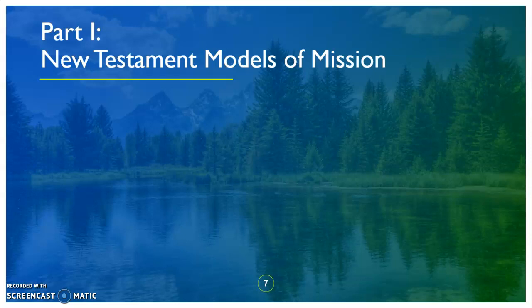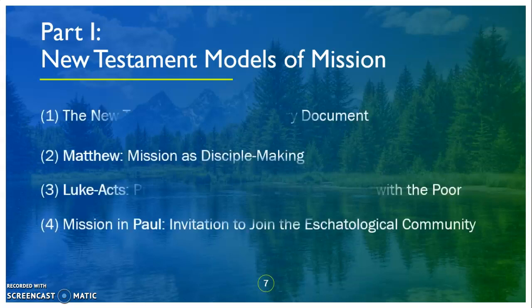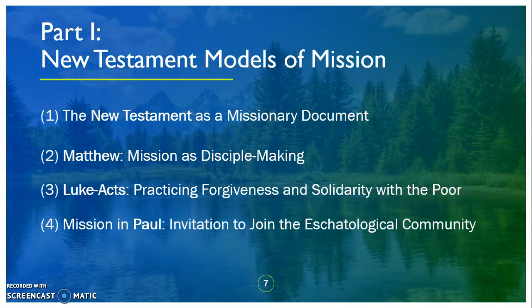So part 1, New Testament models of mission. What Bosch is saying there, first, is he makes the statement that the New Testament in general, all the different parts of the New Testament, the Gospels, Acts, the epistles, can be understood as a collection of missionary documents.